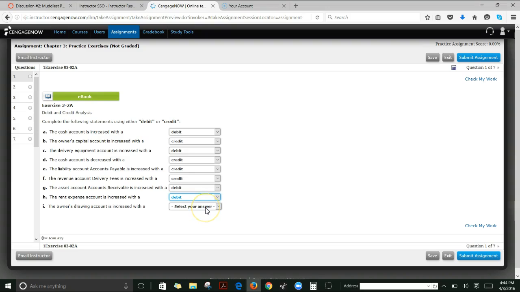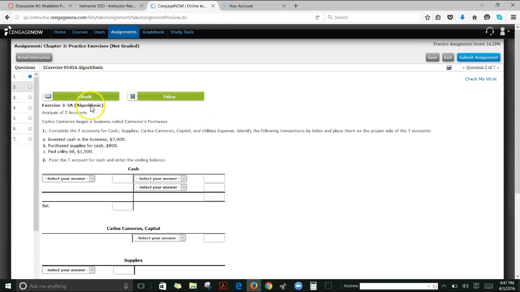The owner's drawing account is increased with a debit. It's just like an expense account. It's not the same as an expense, but it's similar to an expense account. Drawing is what the owner takes out for his personal use to keep personal and business separate.